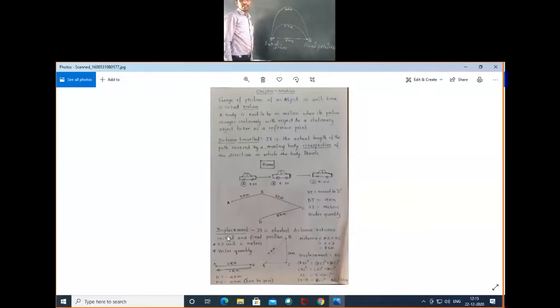Is it clear? So the shortest distance between two points, the initial point and the final position, is called displacement. So what is the SI unit of displacement? The SI unit of displacement again is the meter. It is a meter only. Understood? And it is a vector quantity, because it has magnitude as well as direction.